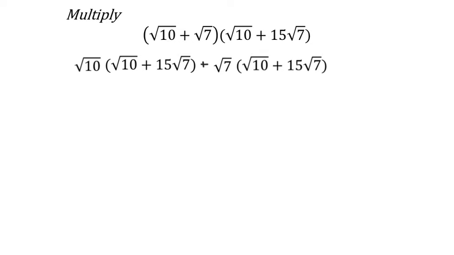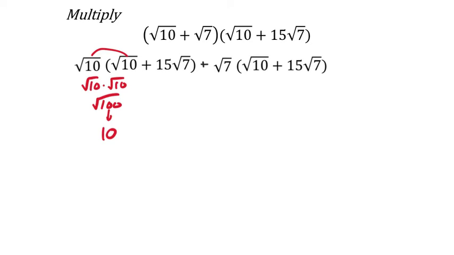Now, right off the bat here, I got the square root of 10 to multiply by the square root of 10. And that's good. Square root of 10 times the square root of 10 would be the square root of 10 times 10 is 100. But 100 is a perfect square, so the square root of 100 is just 10, okay?